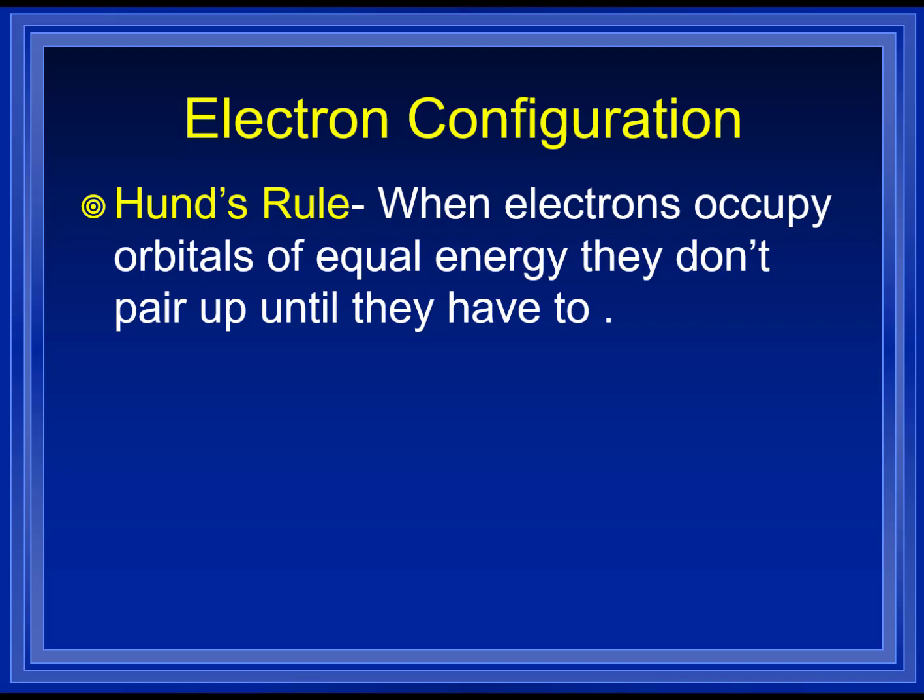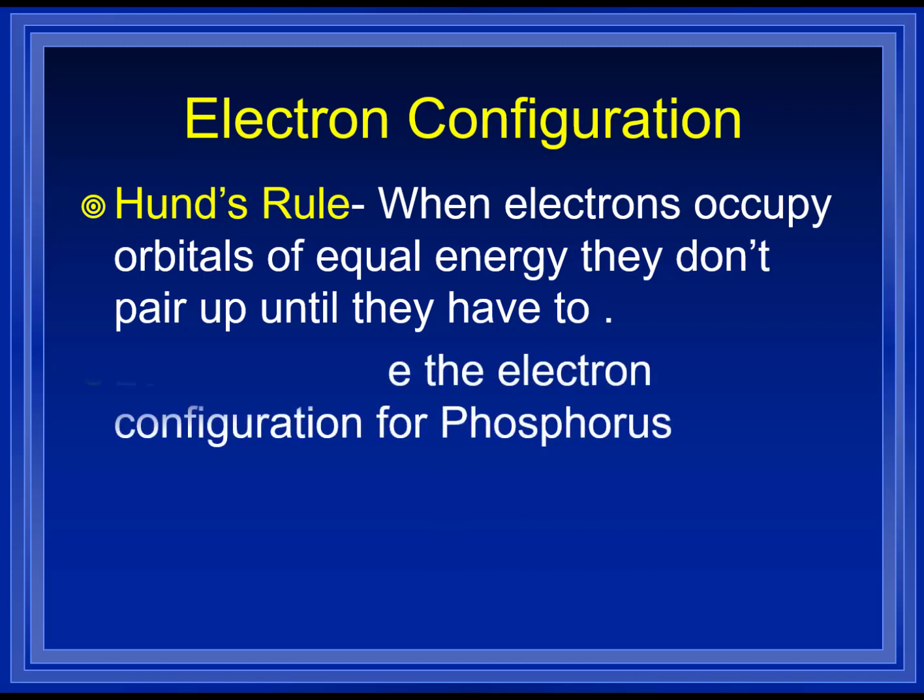But if a family with two daughters rents 3 rooms, are the daughters going to share a room? No. Everybody's going to want their own room, right? Well, it's the same thing that happens here. The electrons don't want to have a partner if they can avoid it. So if there's a room on the same floor, they're going to take the other room before they pair up. Okay? So those are all the rules.